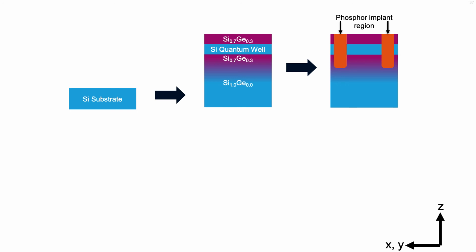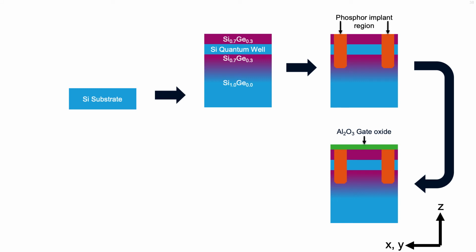Then we implant phosphorus atoms into some regions of the heterostructure. In those regions, we can form electric contacts to the quantum well and inject electrons to load and unload the quantum dot. The following oxide electrically isolates the implanted region. Wait, didn't we say we need to contact those implantation regions? That's right, but now with the oxide on top, we can't do that anymore.